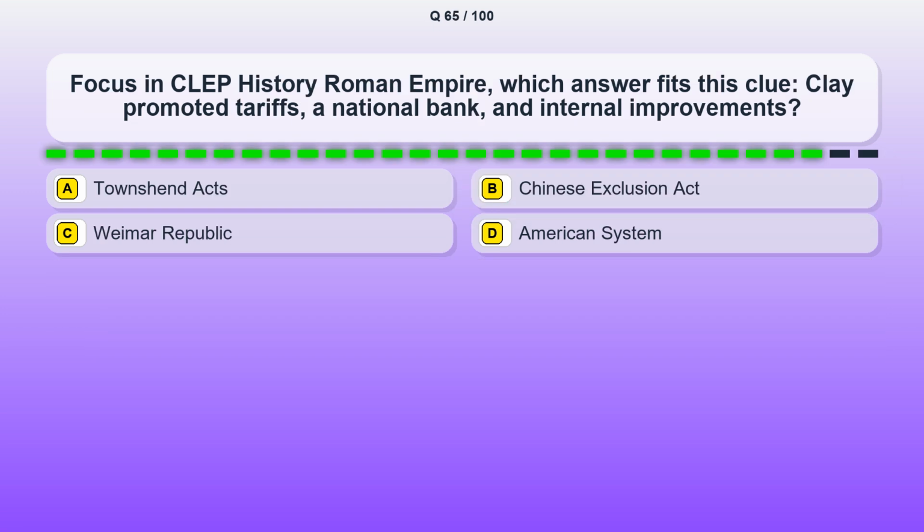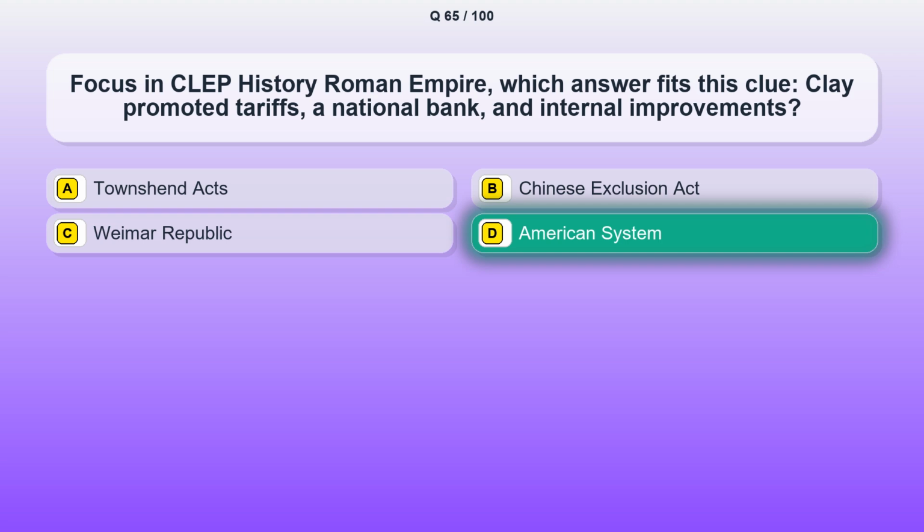Question 65. Focus in CLEP History Roman Empire, which answer fits this clue? Clay promoted tariffs, a national bank, and internal improvements. Option A, Townsend Acts. Option B, Chinese Exclusion Act. Option C, Weimar Republic. Option D, American System.